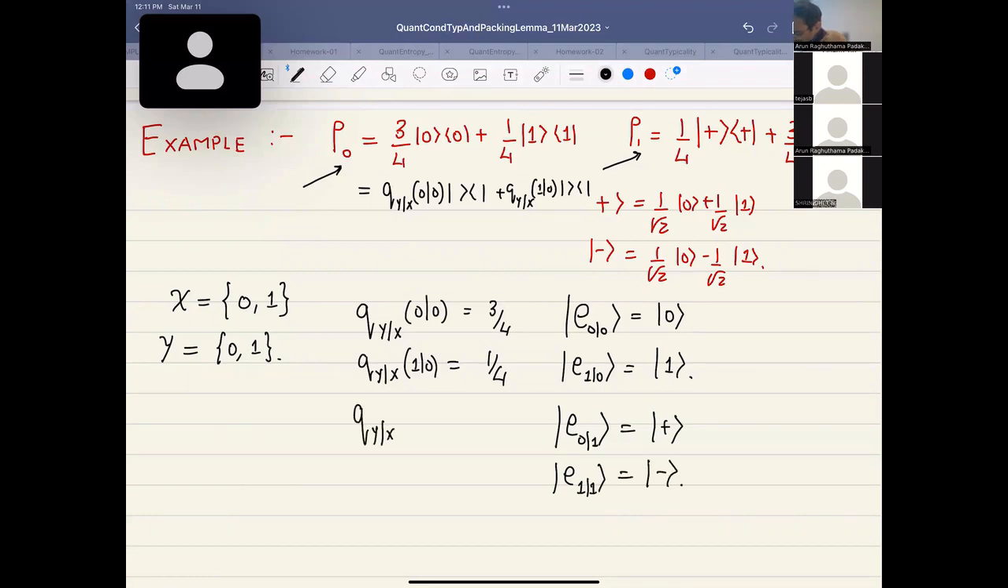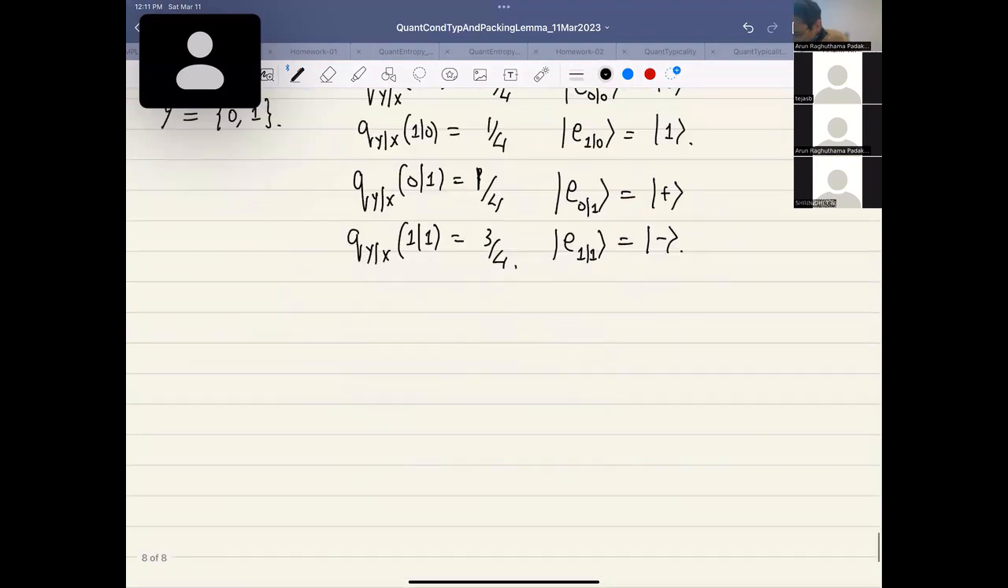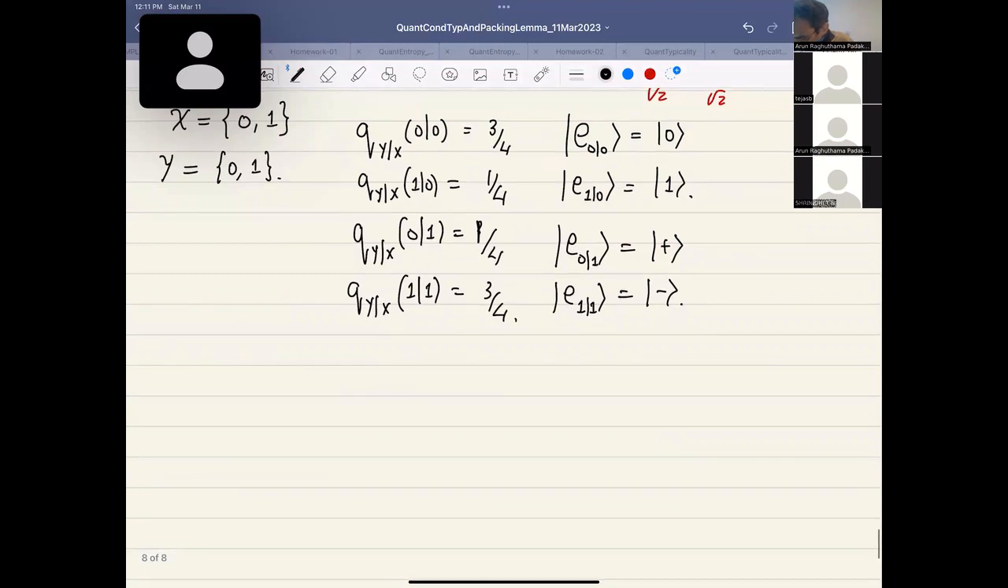Q y given x of 0 given 1 is say 1 by 4. Q y given x of 1 given 1 is say 3 by 4. Okay, so now what are we doing? So let us take a distribution. Let p x of 0 be say 1 by 16 and p x of 1 equal to 15 by 16.